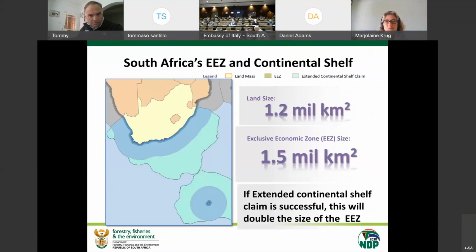As Dr. Borman said, we have a very big area to cover and to protect around the South African coastline. Of course, the EEZ is very large, but also in the Southern Ocean and around the islands, the Southern Ocean islands.